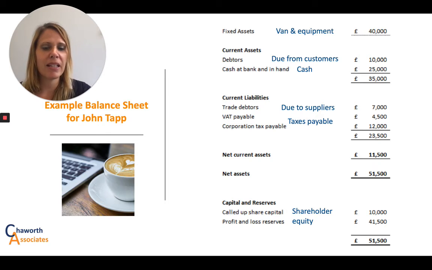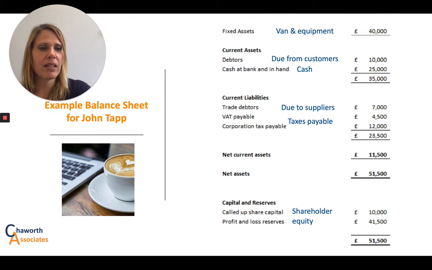So current liabilities are obligations that he owes out. So he's got amounts due to suppliers of £7,000. So these are the things that he's had on account and he's got yet to pay for. He's also got some VAT payable for £4,500, and he's got some corporation tax payable for £12,000. Now I've put corporation tax in here just because it could be a limited company. John Tapp is currently in some of our exercises as a sole trader, so wouldn't necessarily have corporation tax, but would have income tax payable instead.